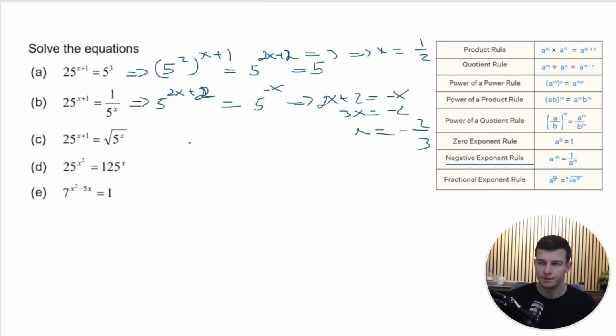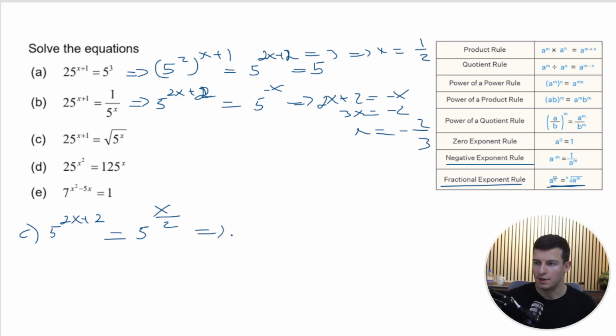Fair enough? Okay, I'm going to do C here because I don't think there's a lot of space up there. So again, 25^(x+1) is still the same, so I'll write 2x plus 2. And what can we do with the square root? There is a fractional exponent rule. Again, we talked about it before. I can write the square root of 5^x as 5 to the power of x over 2. Pay attention, m and n here. Okay.